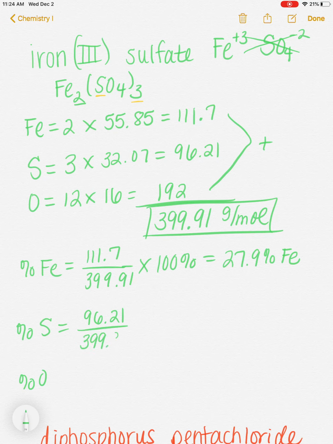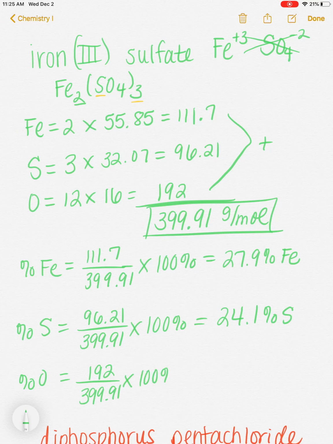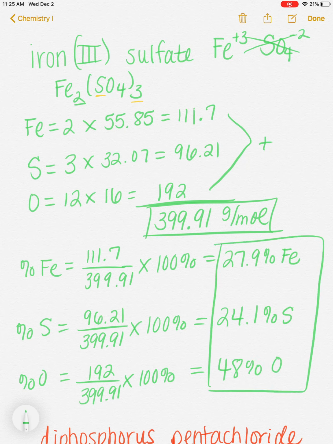divided by the total mass of the compound, 399.91, multiply by 100%, and I get 24.1% sulfur. For oxygen, the total mass of oxygen is 192 divided by 399.91, multiplied by 100%, and I get 48% oxygen. So there would be your percent compositions.